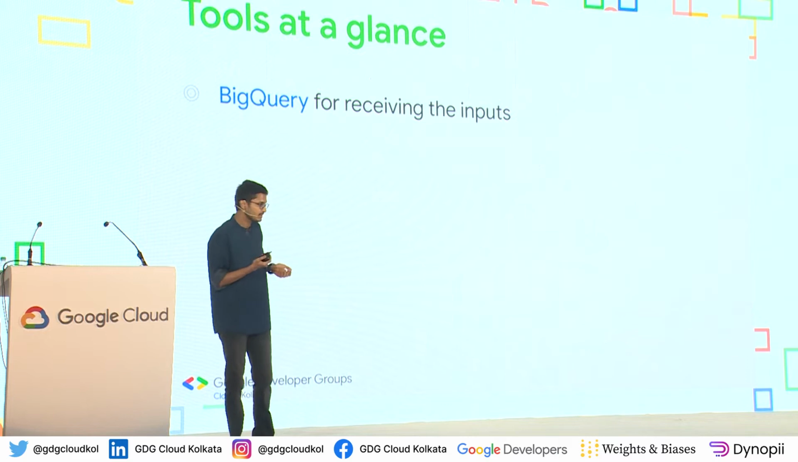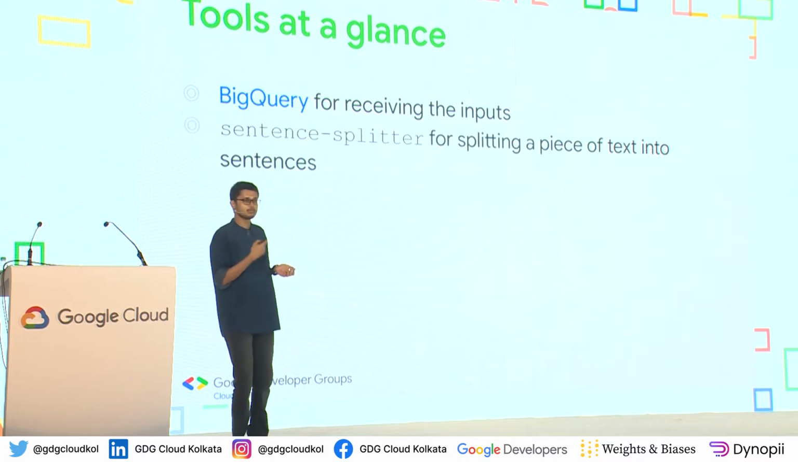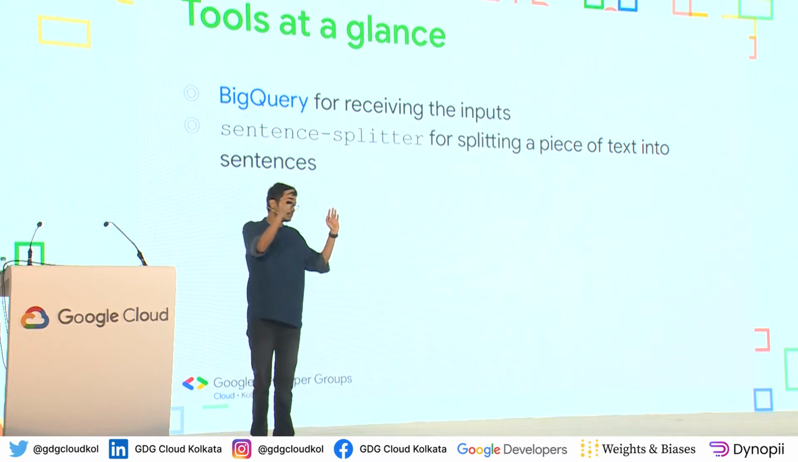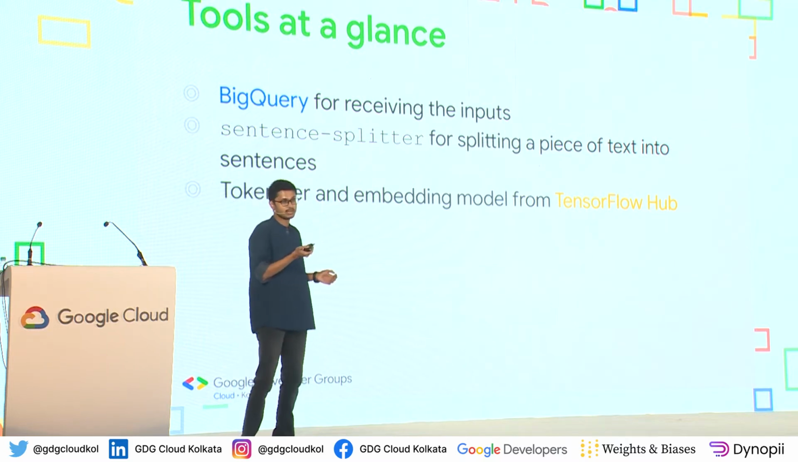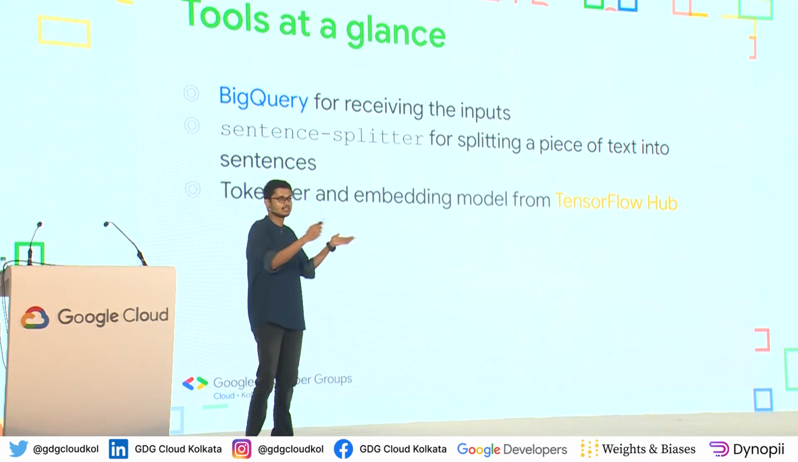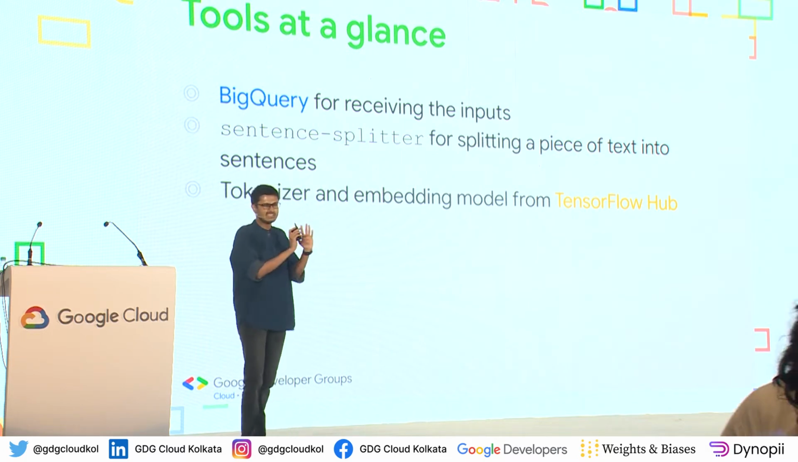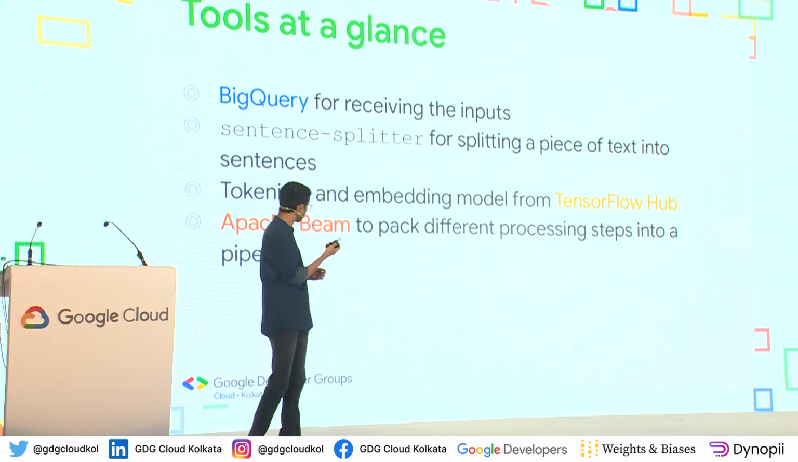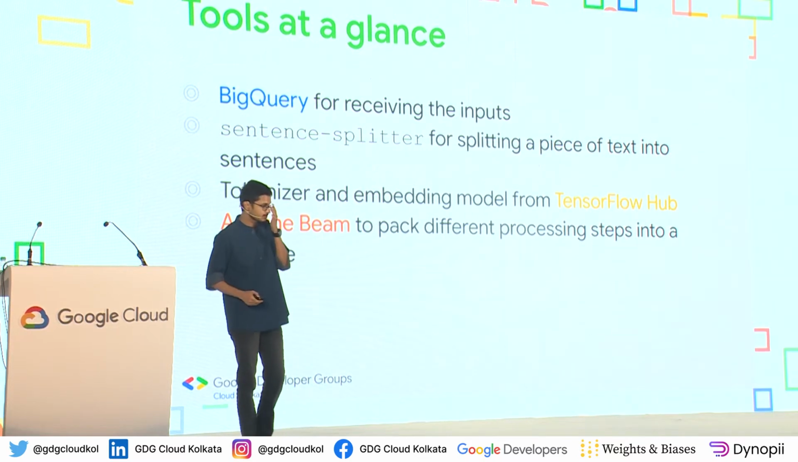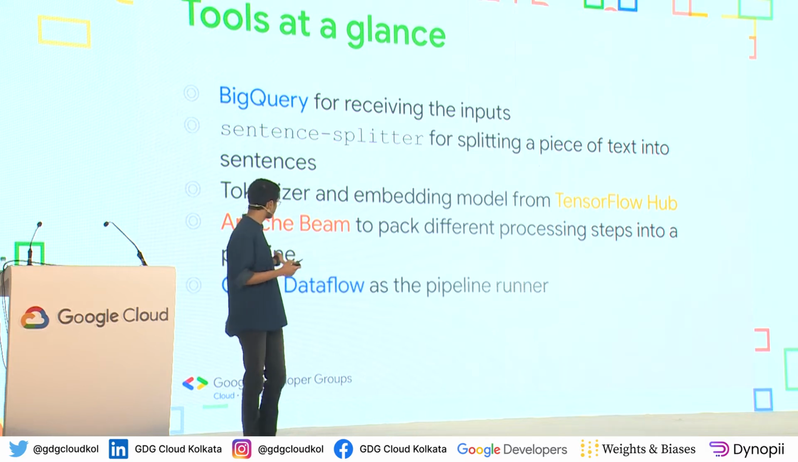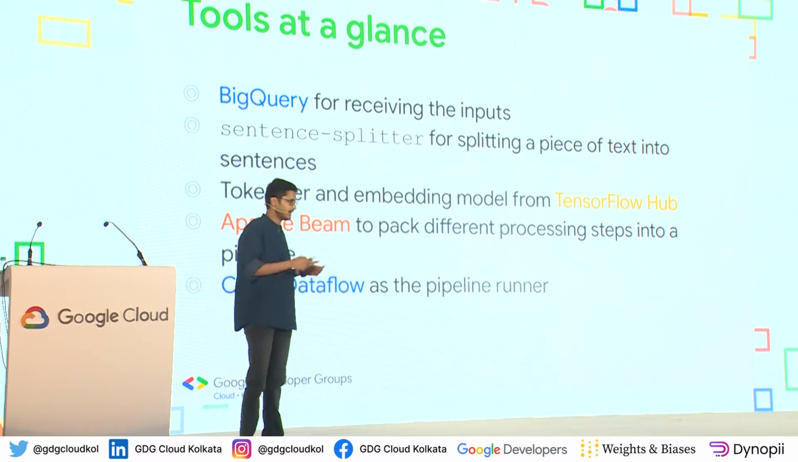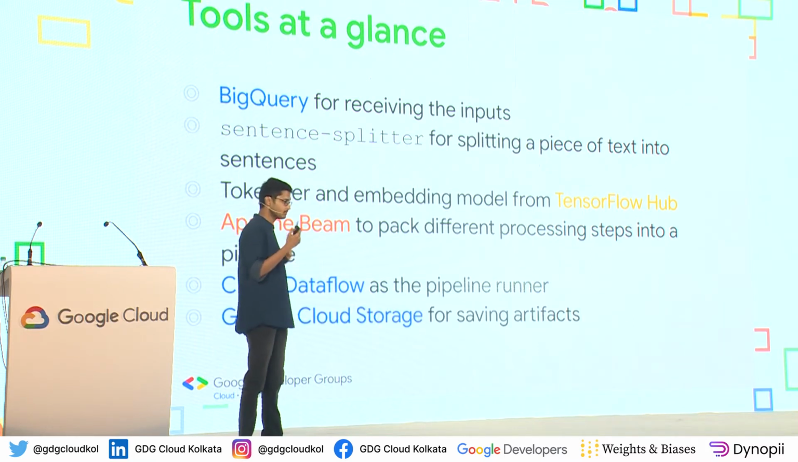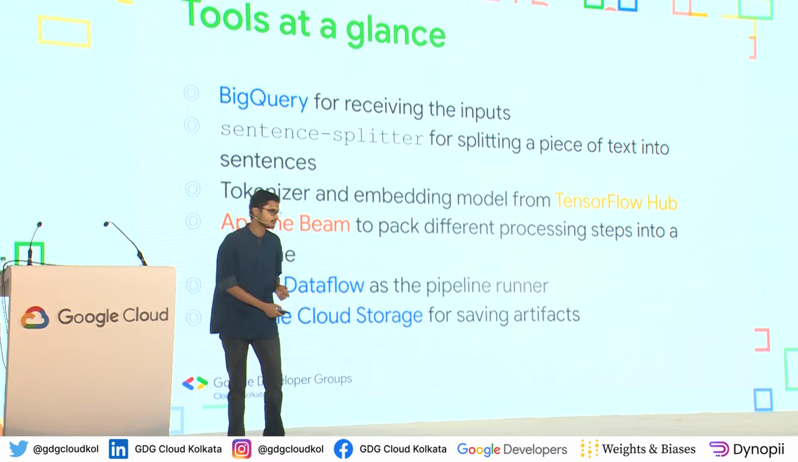So let's take a quick look at the tools. So we will be using BigQuery for receiving the inputs. Then we'll be using a Python library called sentence splitter for splitting a piece of text into sentences. Then we'll be using a tokenizer and an embedding model from TensorFlow Hub, the sentence condition BERT model basically, which is the very least relevant part here. And then we'll be using Apache Beam to pack our different data pre-processing steps into a pipeline. And then we'll be using Cloud Dataflow. This is a GCP event, come on. So we'll be using Cloud Dataflow as our pipeline runner. And I'll be talking about why we are using Apache Beam in a moment. And of course, we'll be using Cloud Storage for saving our artifacts.